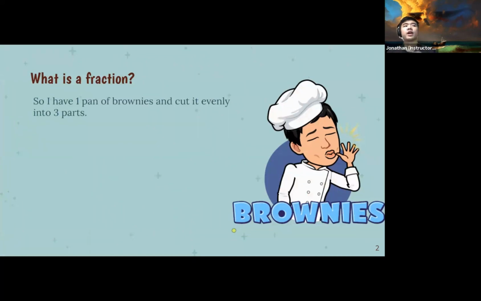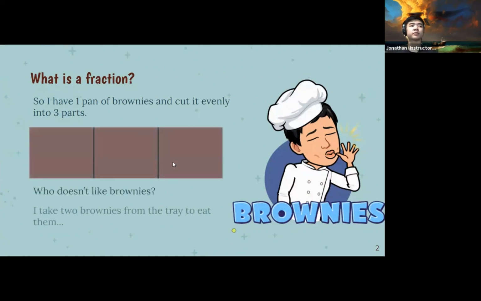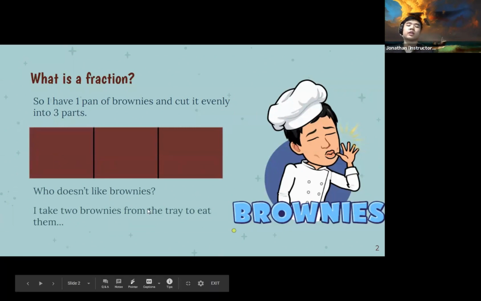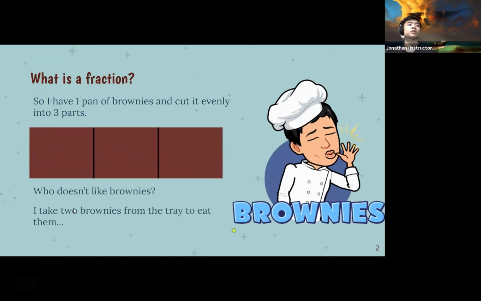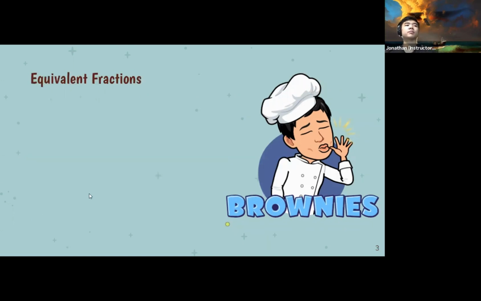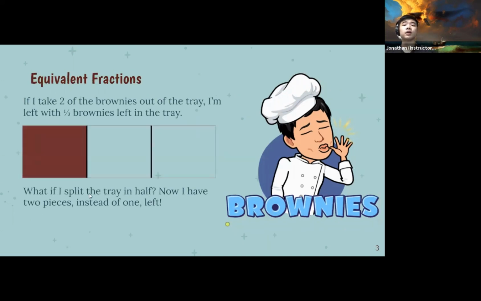So let's say I have 1 pan of brownies and I cut it into 3 equal parts. I have a tray of brownies, see this big nice tray, and I cut it into 3 pieces because I always want to eat 3 pieces of brownies. So 1, 2, 3 pieces. I take 2 of them because I'm really hungry. I take 2 brownies and I eat them. So I'm left with 1/3 of my whole brownie, because there's 1 piece out of 3.